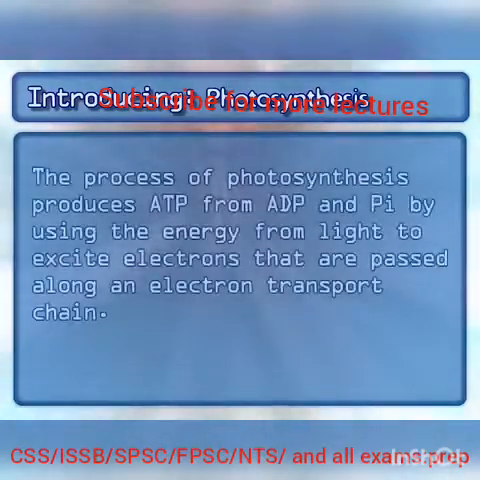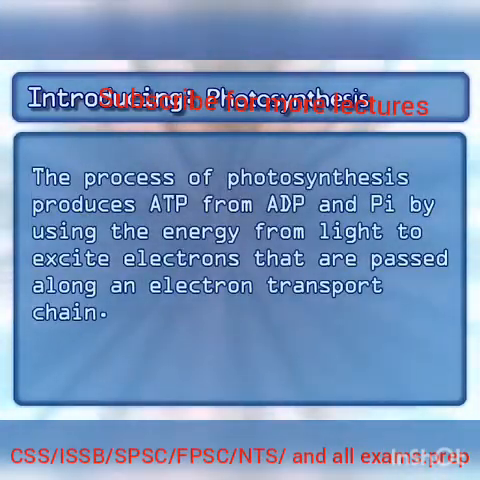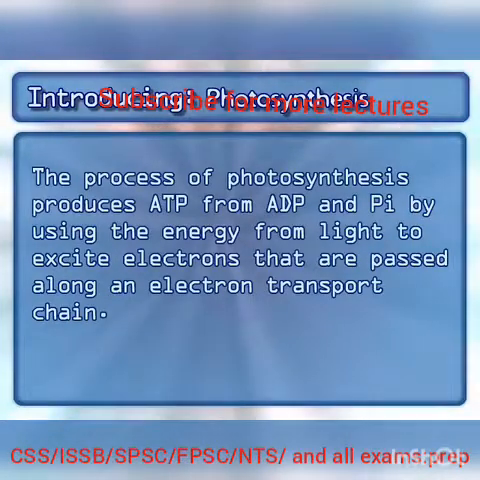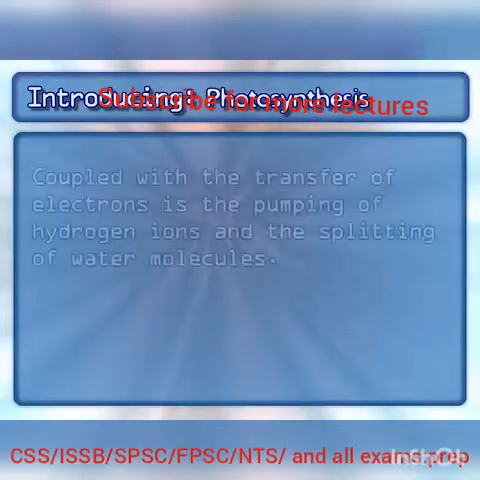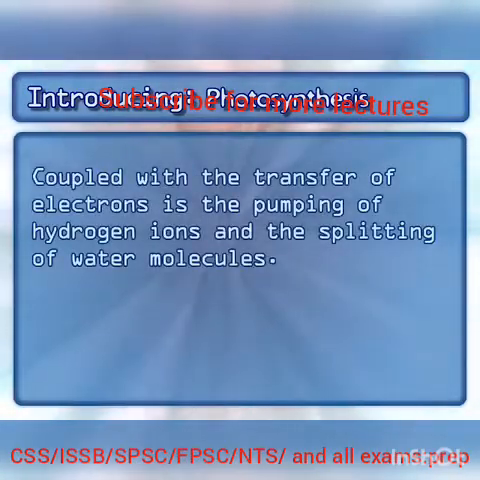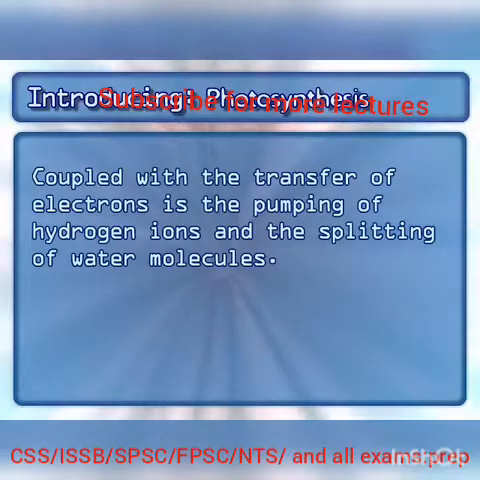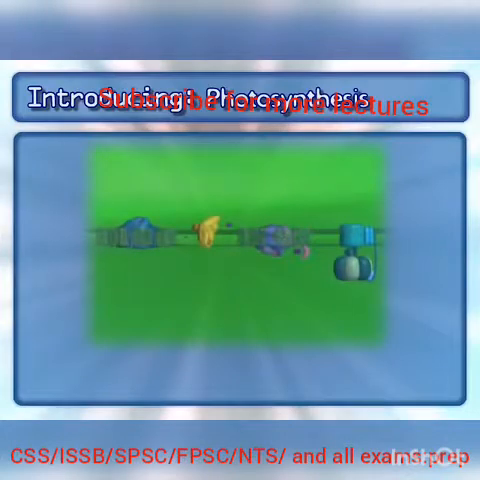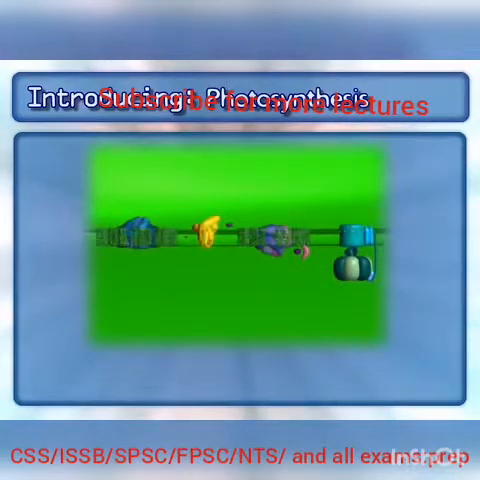The process of photosynthesis produces ATP from ADP and Pi by using the energy from light to excite electrons that are passed through the electron transport chain. Coupled with the transport of electron transport chain.